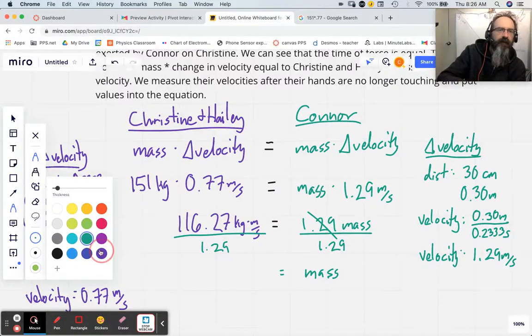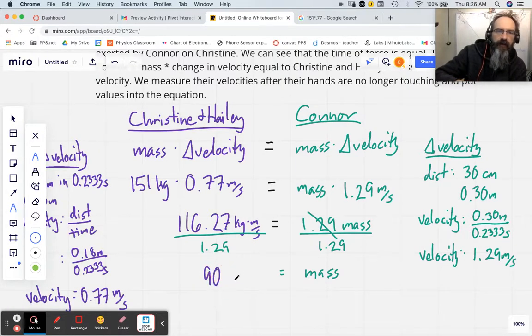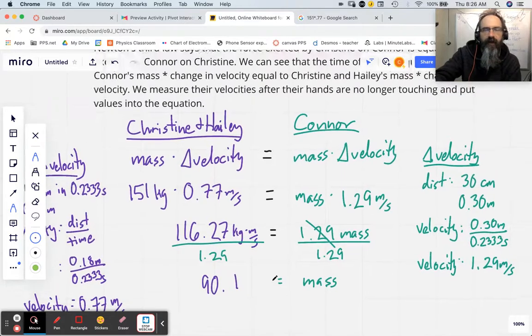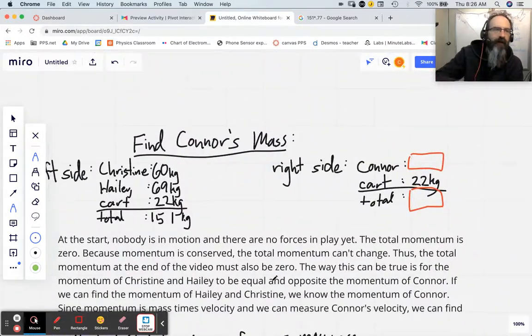And what is 116 divided by 1.29? This is 90.1. That says Connor's mass is 90.1. Now remember, this is not technically Connor's mass. This is Connor and the cart's mass.